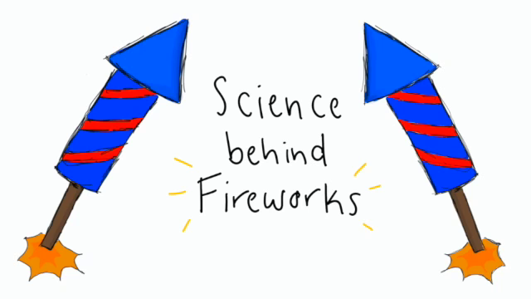Hey everyone, today I wanted to teach you the science behind fireworks. To get started, you need to know the three subatomic particles of an atom, which are protons, neutrons, and electrons. I will be referencing electrons mostly in this video.